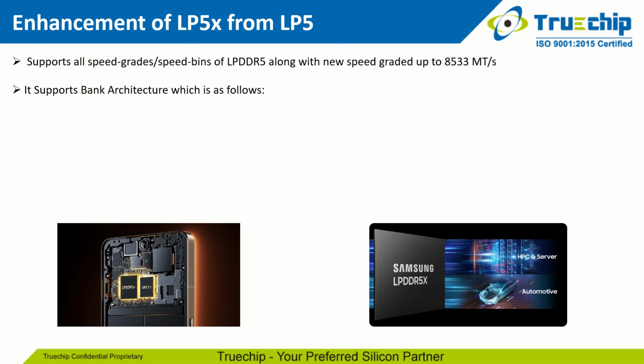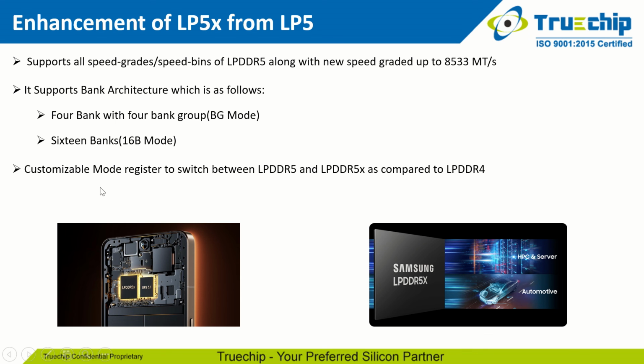It supports bank architecture as follows. The first one is 4 bank with 4 bank group, and the second one is 16 bank, which is 16B mode. It has a customizable mode register to switch between LPDDR5 and LPDDR5X as compared to LPDDR4 devices. It supports clock frequency up to 4267 MHz, whereas LPDDR5 has only 3200 MHz.